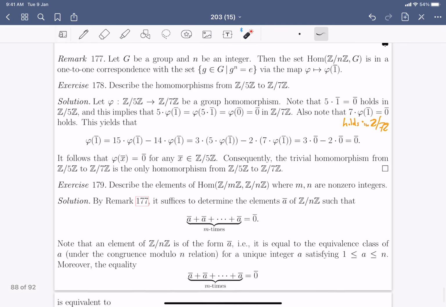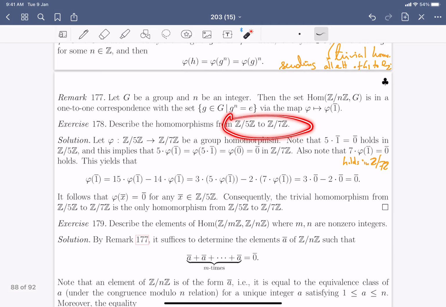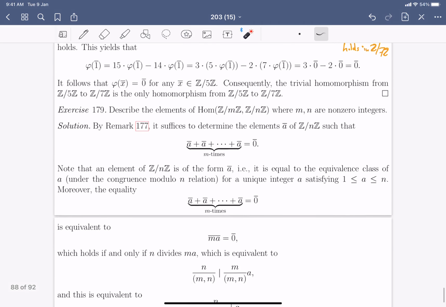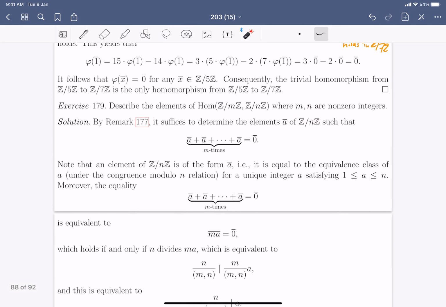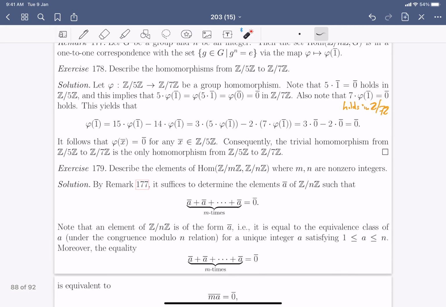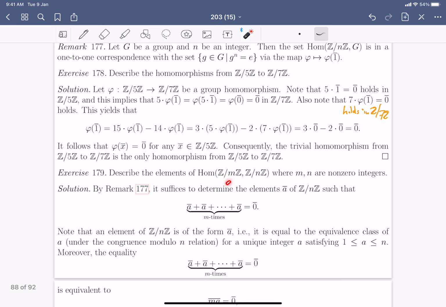And now one can try to extend this result. Let's start with two non-zero integers m and n and try to find all homomorphisms from Z mod mZ to Z mod nZ. So note that a homomorphism from here to here is determined by the image of the element 1 bar from Z mod mZ, and the image of 1 bar here has to be an element which composed with itself m times gives you the identity element.